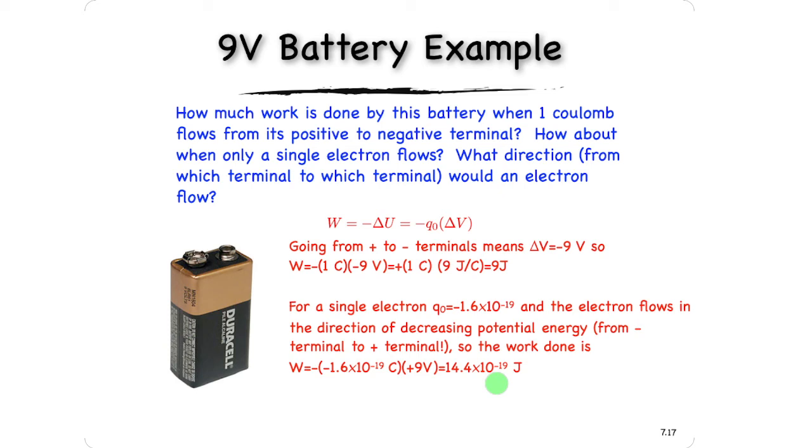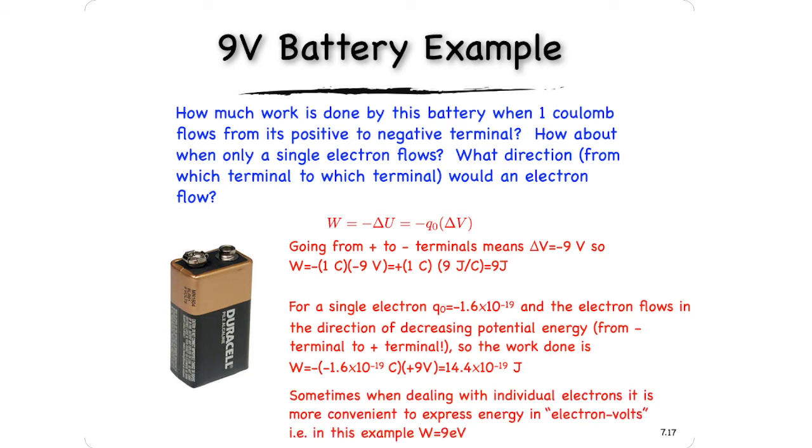So when you're dealing with individual electrons, energy units of joules are really inconvenient because they're way too big to talk about the energy of individual electrons. Therefore, we use a different unit, the electron volt. So one electron moving across 9 volts has a change in potential energy of 9 electron volts.